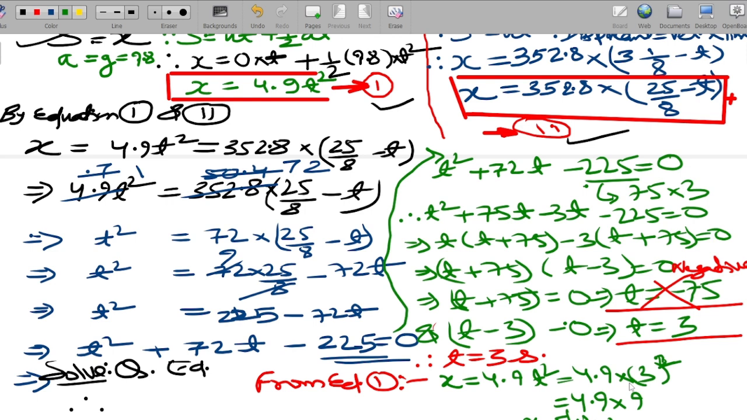So 44.1 meter is the depth of the well, right? And this is our answer. I am writing over here again, that is our answer, concluding the question, 44.1 meter.